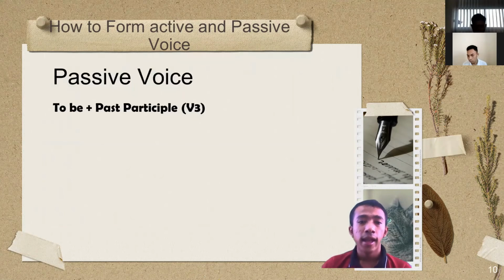Okay, next, how to form the passive voice. It's different from the active voice. If we want to make a sentence in the passive voice, we can use to be plus past participle. My friends, all of the passive voice has to be and past participle. So if we want to make a passive sentence, we should use to be and past participle in our sentence.